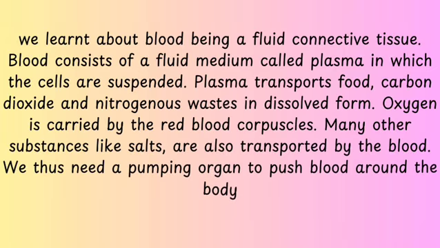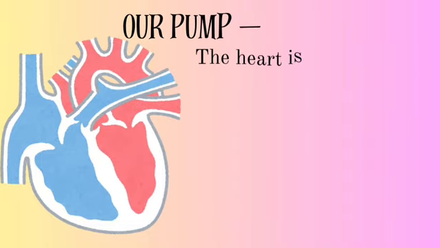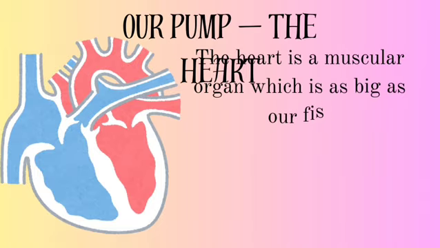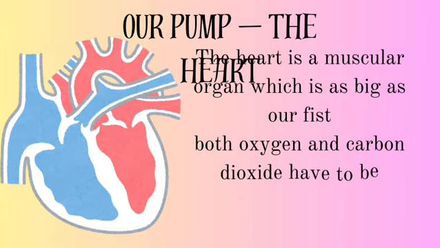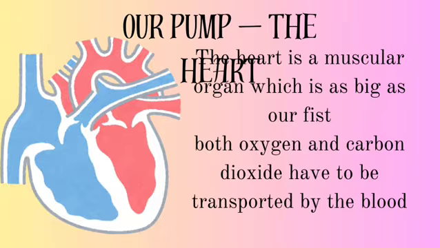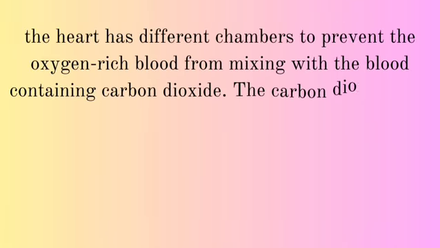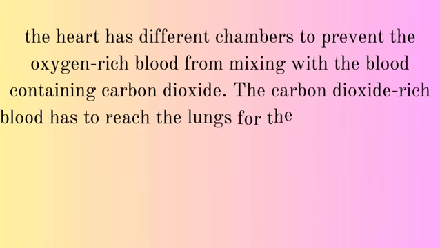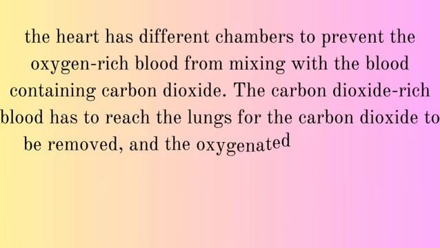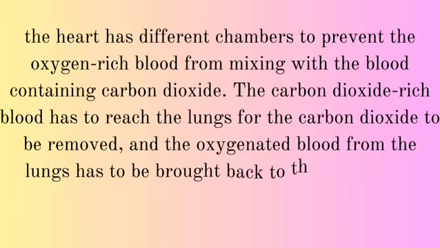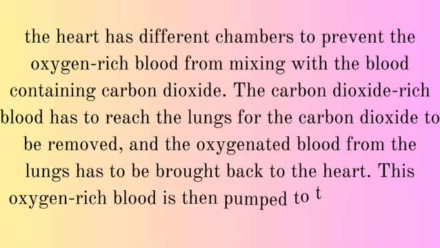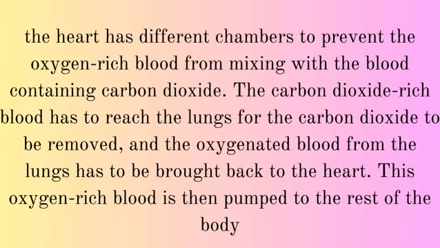We thus need a pumping organ to push blood around the body. That organ is the heart. The heart is a muscular organ which is as big as our fist. Both oxygen and carbon dioxide have to be transported by the blood. The heart has different chambers to prevent the oxygen-rich blood from mixing with the blood containing carbon dioxide. The carbon dioxide-rich blood has to reach the lungs for the carbon dioxide to be removed, and the oxygenated blood from the lungs has to be brought back to the heart. This oxygen-rich blood is then pumped to the rest of the body.